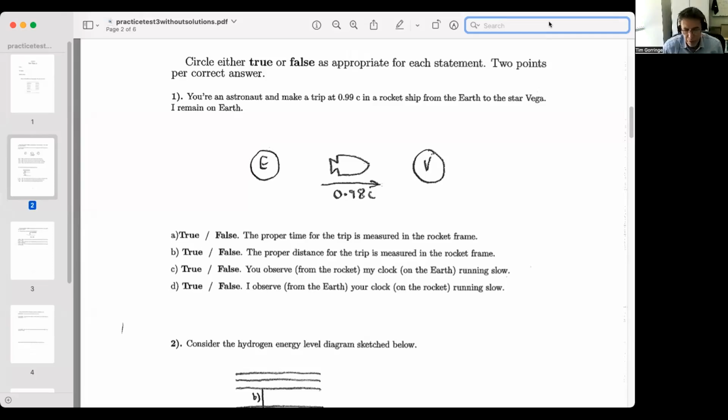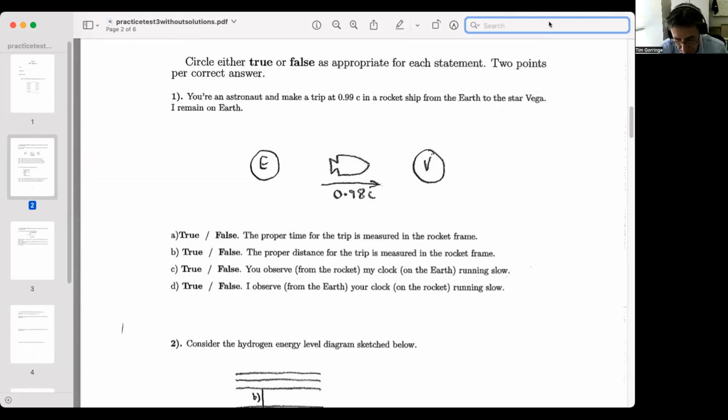Wanted to work through the practice test for test 3. This is the test that will cover all the material since test 2. It's material on light, it's material on space and time, it's material on electrons and photons and atoms.